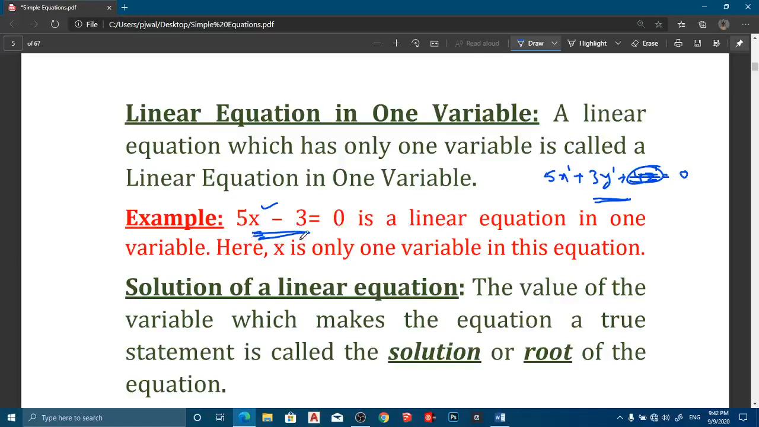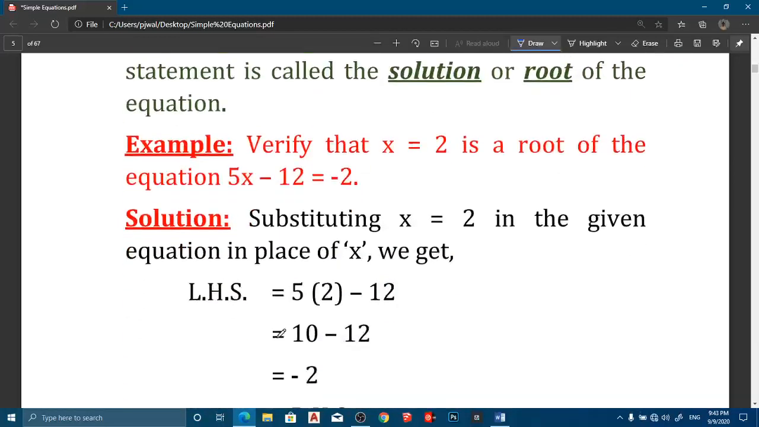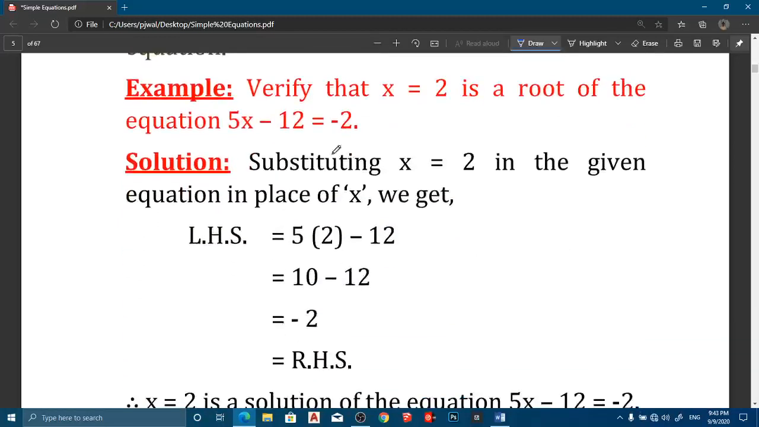Okay. So next, solution of a linear equation. Already you found so many solutions in the previous chapter. Already I told you in the introduction also. Solution means what? The value of the variable which makes the equation a true statement is called the solution or root of the equation. By using that value, you can make the given equation a true statement. By substituting which value the given equation becomes a true statement is called the solution of the equation.